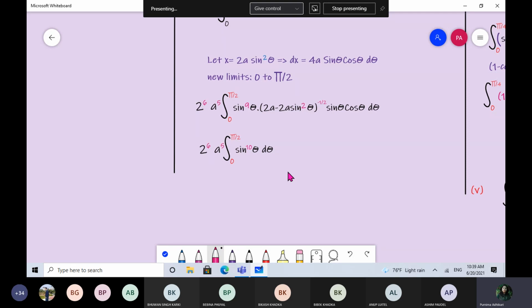Okay, after this? 0 to pi by 2 limit. You are going to apply gamma function here after this, isn't it? Yes, ma'am. How?